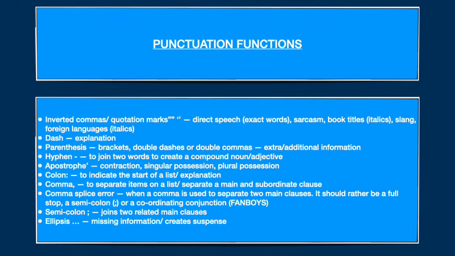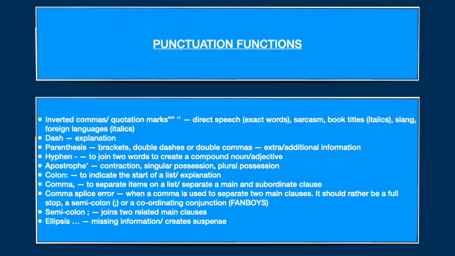So let's go through some of the most commonly asked punctuation functions. The first one is for inverted commas or quotation marks. There is a plethora of different reasons or functionalities of this particular punctuation mark. It could be used for direct speech, the exact words someone says. It could be used for sarcasm to indicate the opposite of what you're intending to say or the opposite of what you are actually writing. Book titles. Italics could also be used to show book titles, but sometimes inverted commas are used. Slang, foreign languages can also use italics, but sometimes they do use inverted commas.